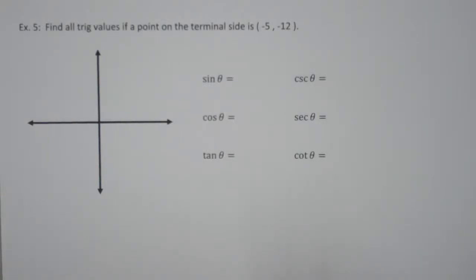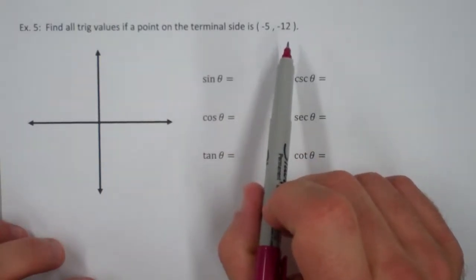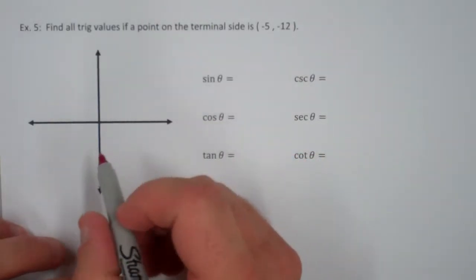In example 5, we're asked to find all trig values if a point on the terminal side is (-5, -12). We are definitely not on the unit circle here. We'll find that out for sure soon, but I want you just to know that (-5, -12) is way outside of the unit circle. Let's plot it though and see what it looks like.